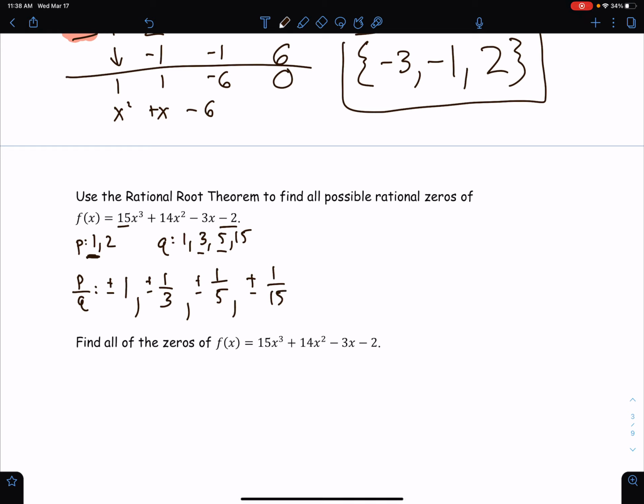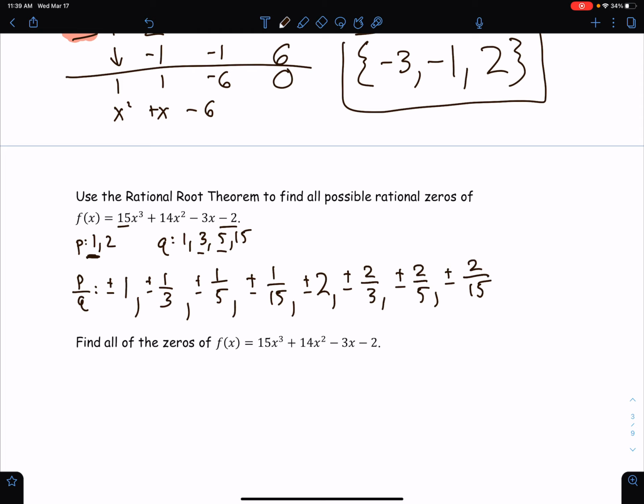And then do the same thing for 2. So plus or minus 2 over 1, which is 2. Plus or minus 2 over 3. Plus or minus 2 over 5. And then plus or minus 2 over 15. Now make sure there's nothing that overlaps. No, there's not. Like, for example, if you got plus or minus 2 over 6, I know we don't have that in this question, but you will later down the road. That's the same thing as plus or minus 1 over 3, so you don't need to write that again. But we'll have a question like that down the road.